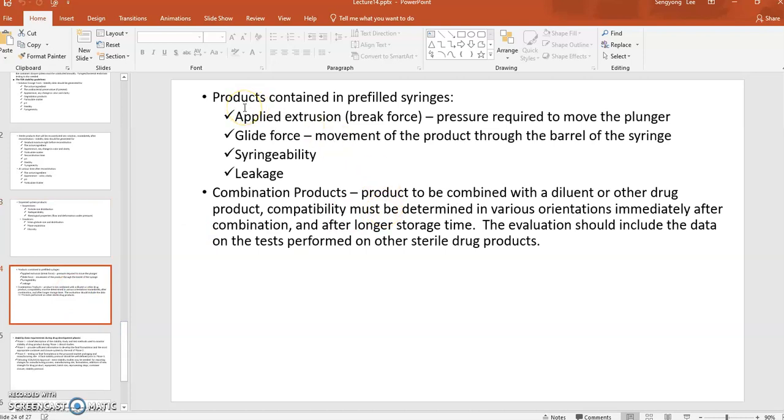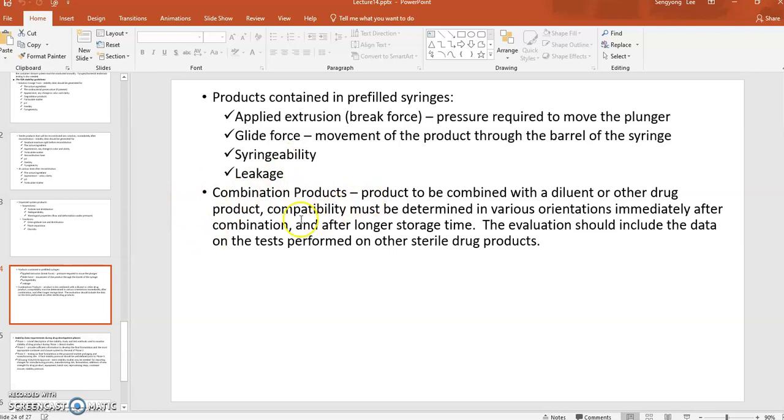Products contained in a pre-filled syringe, if it's a syringe-filled drug, then applied extrusion, that's break force, okay, how much power is required to move the plunger. That's what applied extrusion break force is. And then glide force, movement of the product through the barrel of the syringe, okay, should also be measured. And syringeability, how easily can you inject through the syringe. And leakage should, of course, be checked.